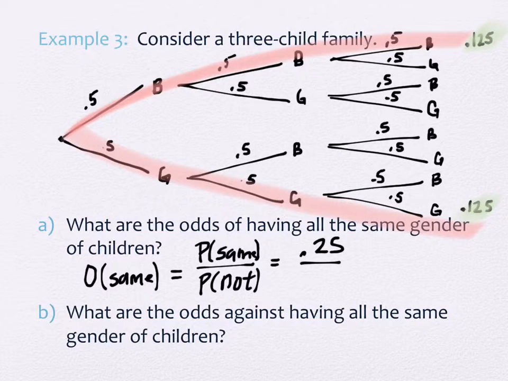If the probability is 0.25 of having the same gender children, what's the probability that you have different genders of children? 0.75, right? It's the complement of that. And then we can change this into whole numbers. So this is 25 over 75. And how will that reduce? 1 over 3. So there's a 1 to 3 odds of having the same gender children.